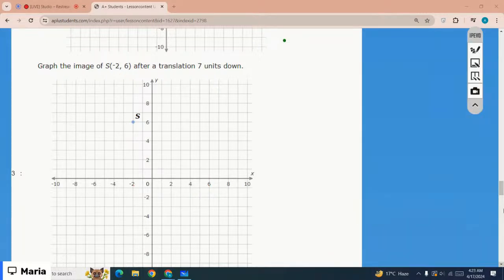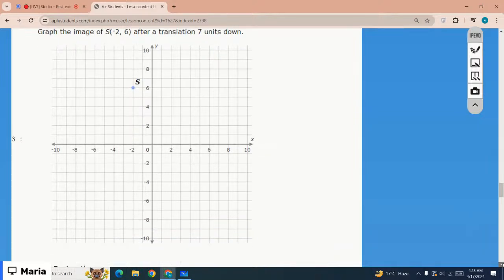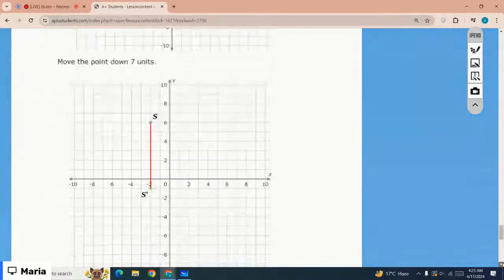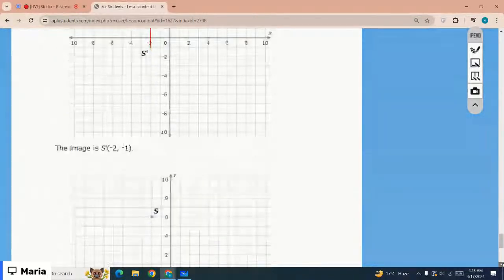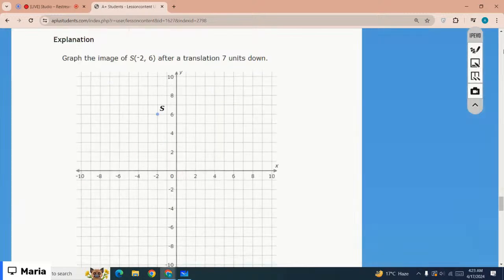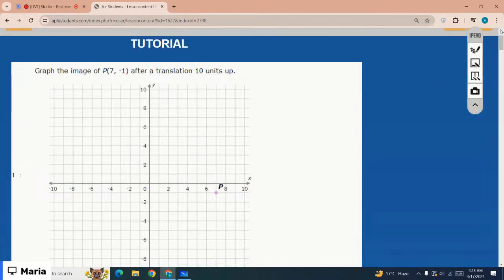For this lesson, you don't have the practice questions. You can find the practice questions in your book and do as many as you can. You can see here the coordinates of the translated image. They are negative 2 and negative 1. Okay, we are done with the lesson. For this lesson, you have just a tutorial. We have done the tutorial. So let me just move on to the next lesson.